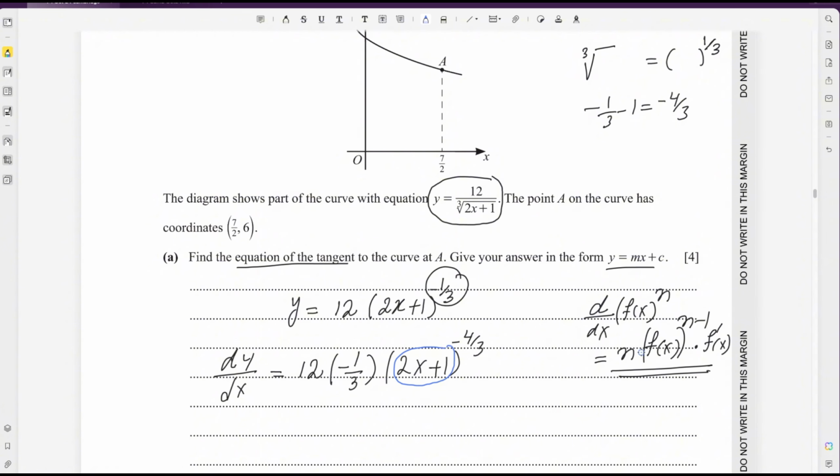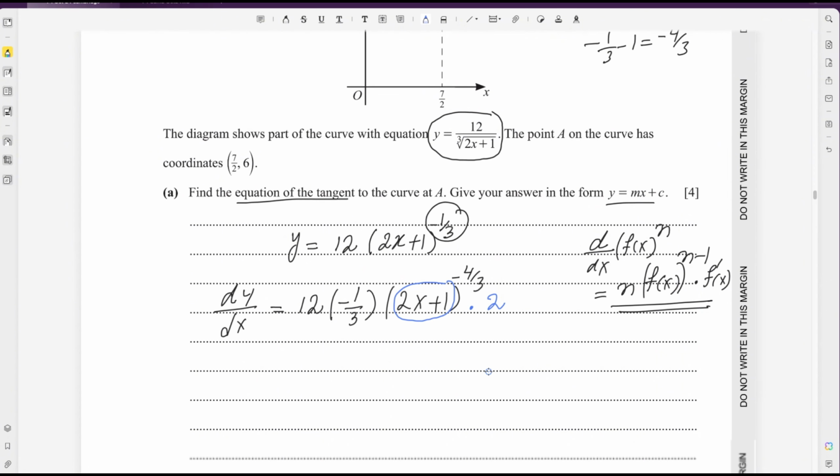According to this rule, we multiply by the derivative of this function. What is the derivative of 2x plus 1? The derivative of 2x is 2, and the constant 1 is always 0, so only 2 remains. The derivative of 2x plus 1 is 2, so it will be multiplied.